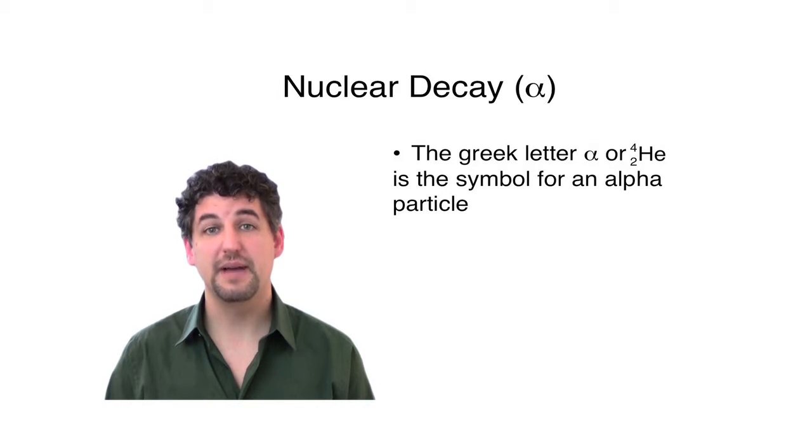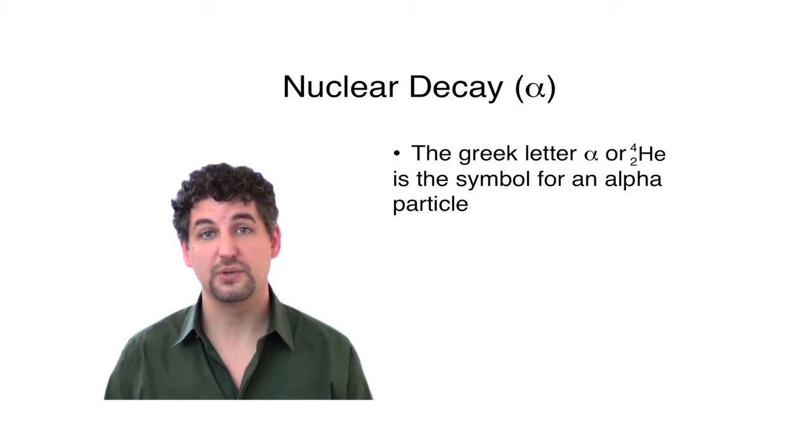The 4 is the mass number, and the 2 is the atomic number. And He is written because an alpha particle is the same thing as a helium nucleus. So that's why you'll see 4 over 2 He representing the alpha particle.